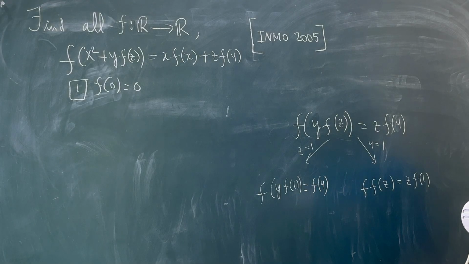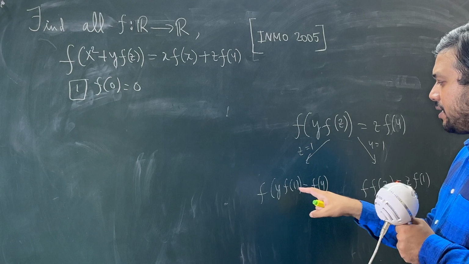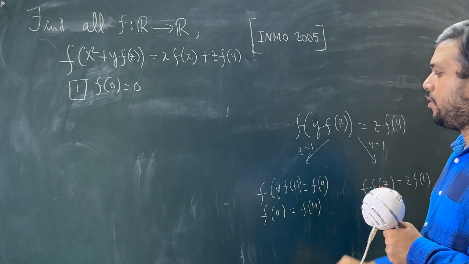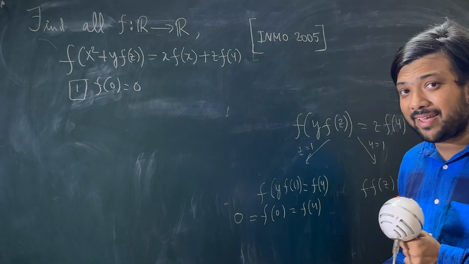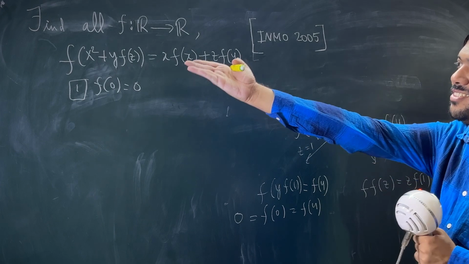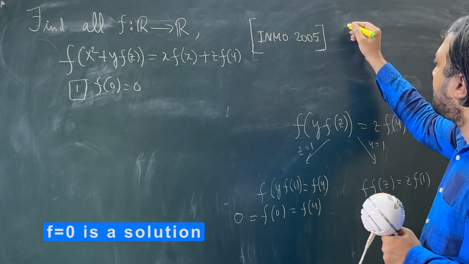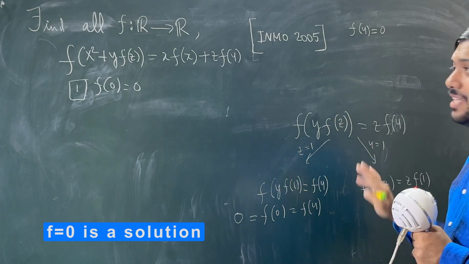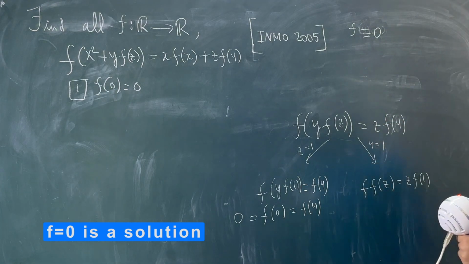There are two possibilities. f of 1 could be 0. If f of 1 is 0, then this will simply give you f of 0 is equal to f of y. But f of 0 we have already shown is 0. So f of y is 0 for all y. It's the 0 function, and indeed the 0 function does satisfy. So one of the solutions is f of y equal to 0, the function that is identically 0.